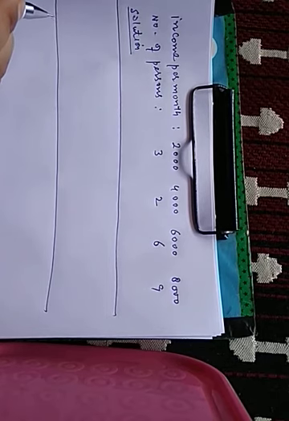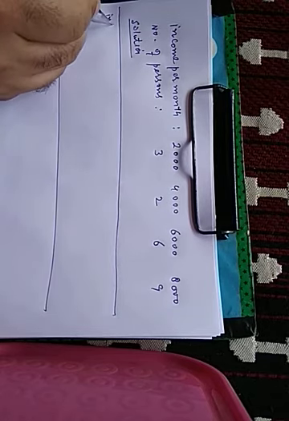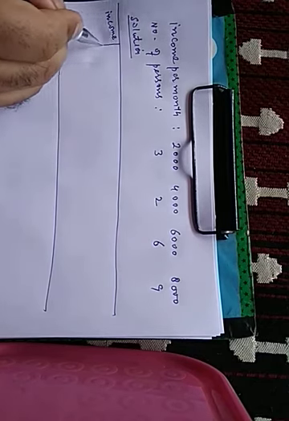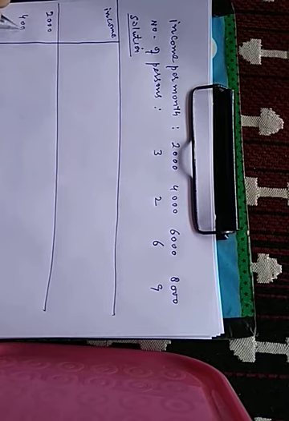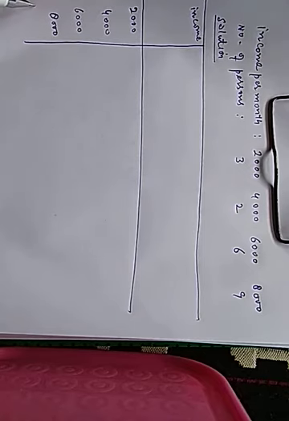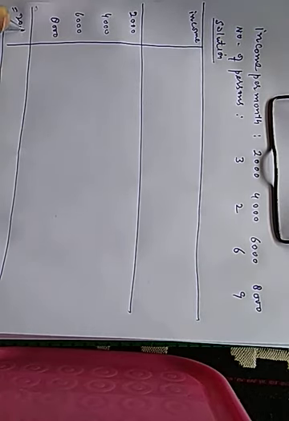In the first column, we will write the values of the variable. Our variable is income per month, monthly income. And its values are 2000, 4000, 6000, and 8000. And total income is 20,000.